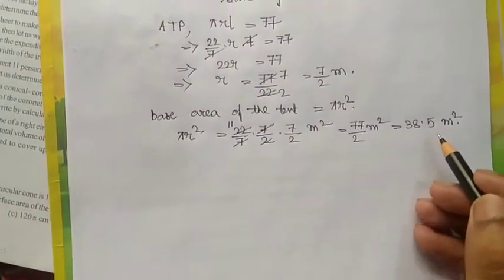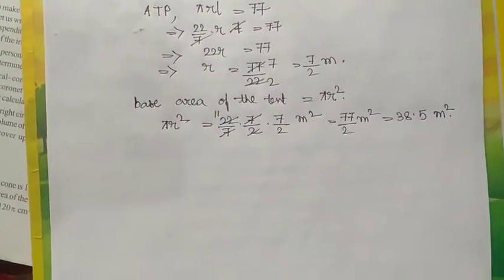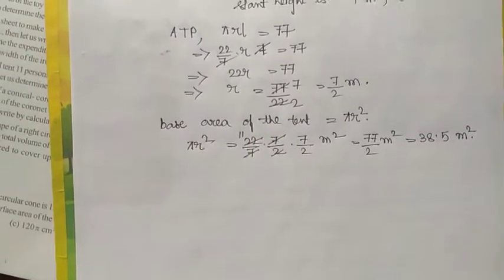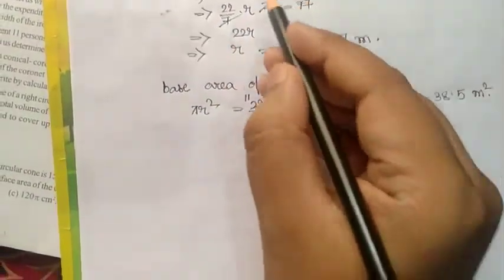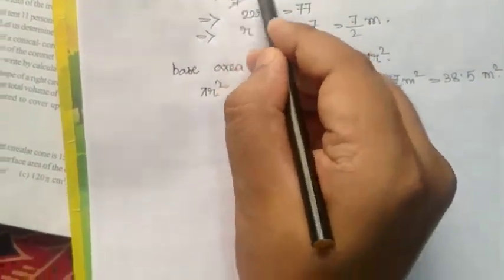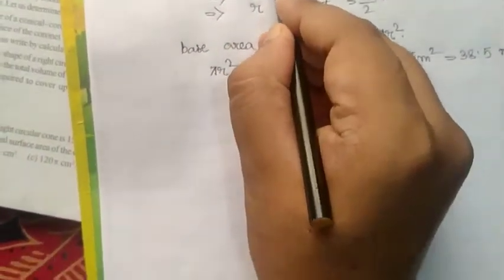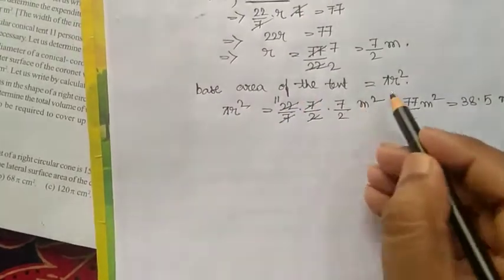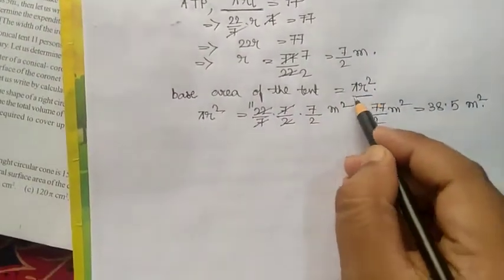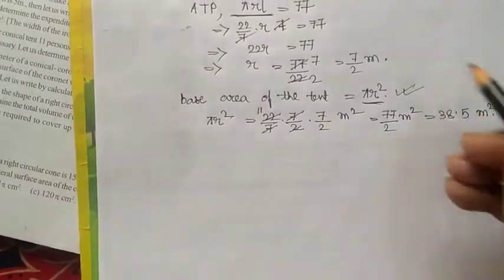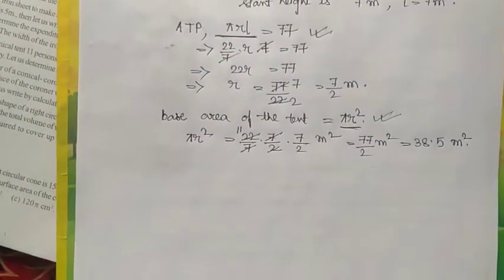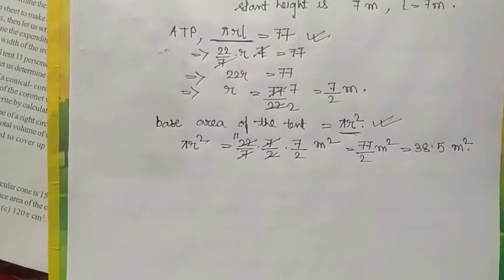So you see, in this type of sum, if you remember the formulas, we only use two formulas. One formula is the curved surface area, which is pi r L, and another is the base area, which is similar to a circle. So the base area of the tent should be pi r square. All the mensuration sums are related to these formulas. If you remember these formulas, the sum should be very easy.